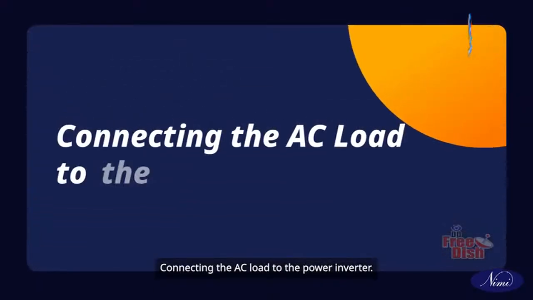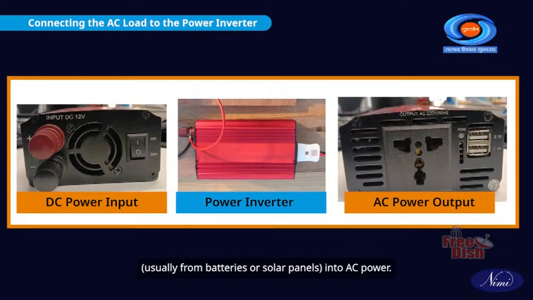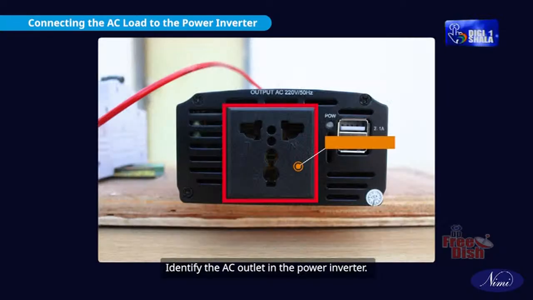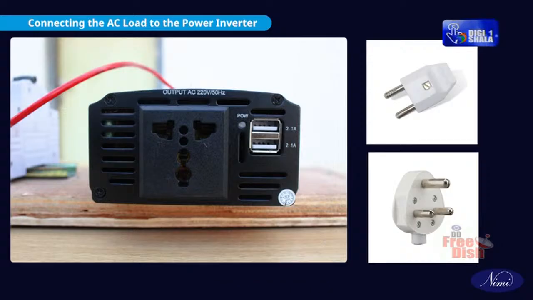Connecting the AC load to the power inverter. A power inverter converts the DC power, usually from batteries or solar panels, into AC power. Identify the AC outlet in the power inverter. Most inverters have standard AC outlets where you can plug in your appliances directly.